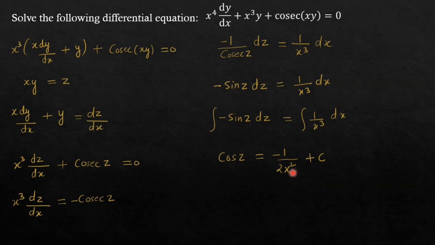But here the solution is in terms of z, whereas in the problem there is no variable such as z. So we will have to substitute z again. That is, the value of z is xy. So cos xy equals minus 1 by 2x square plus c. This is my solution. So that is how you solve a differential equation by the variable separation method. You will have to make a variable substitution. You will have to do the steps in such a way that you can separate the dependent and independent variables.